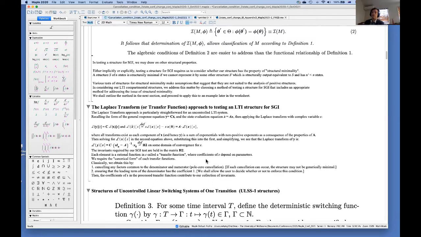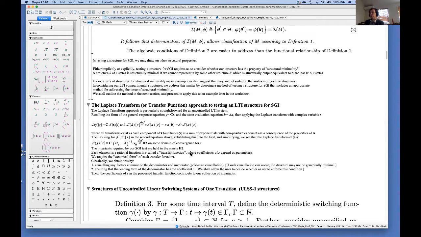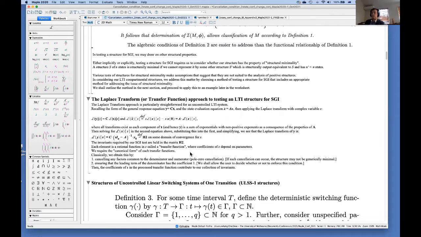But first, we have to check that the structure is minimal. And we can do that by checking for pole zero cancellation in the transfer functions. So one way of doing that is to factorize the denominator, obtain the poles, the zeros of that polynomial, substitute them into the numerator, and see if you get zero, in which case cancellation can occur or not. And that's fairly straightforward enough as a concept in the linear time invariant case.